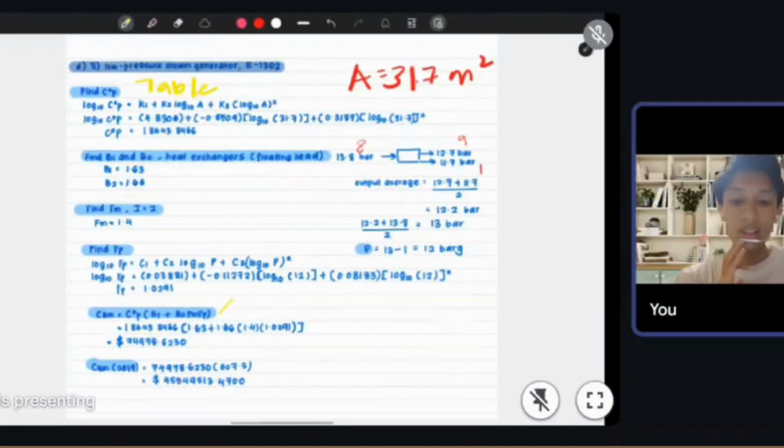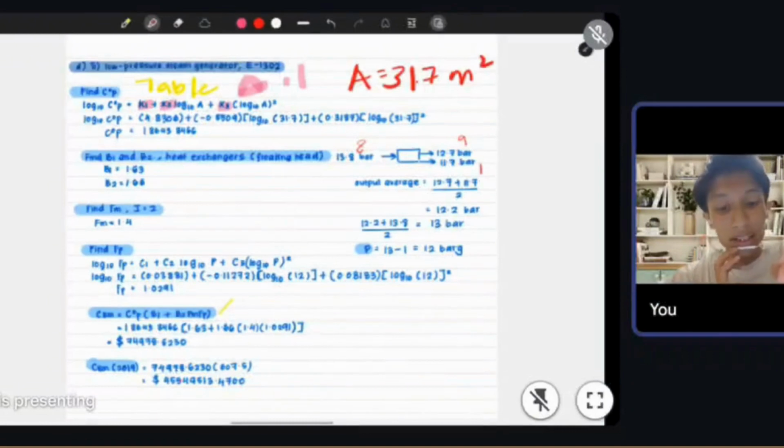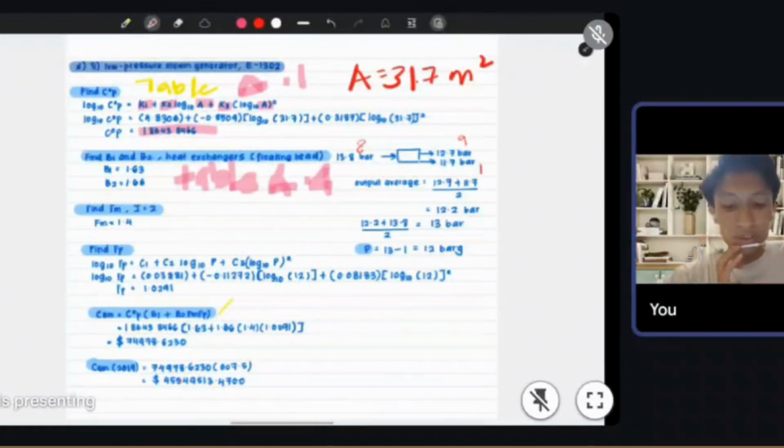To find the CP naught, we must calculate K1, K2, and K3. K1, K2, and K3 we can get the values in table A1, and the area value A is given as 31.7 meter squared. So we get the answer. For B1 and B2, we choose the heat exchanger floating head and get them from table A4. Next we calculate the identifying number, because it's 2, FM is 1.4.